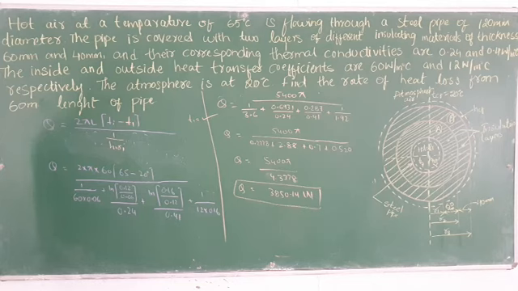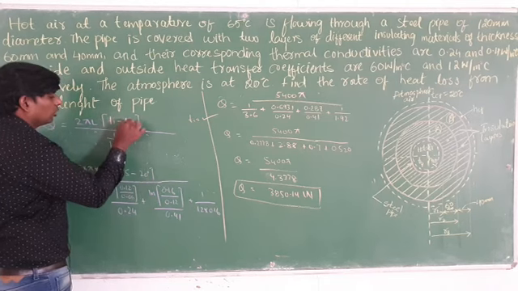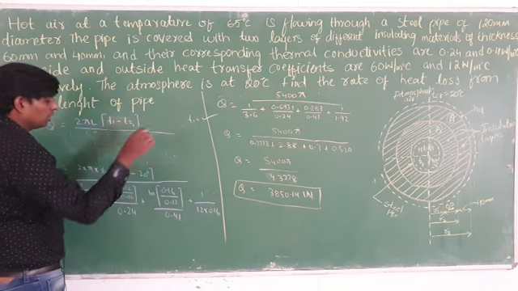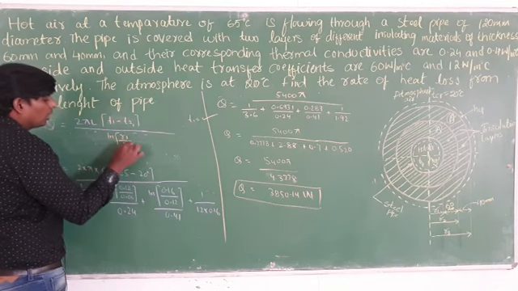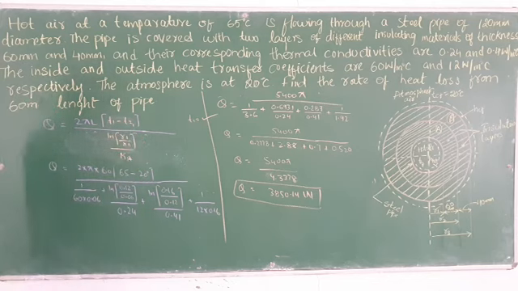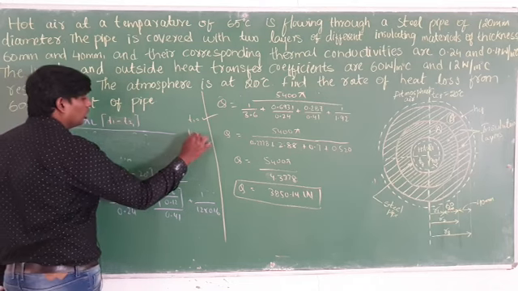Suppose if you want to find out the T2, what you have to do? See here, T1 minus T2. In between that what is there? ln of R1 by R2 by what you have to take here? Ka. Then from this you will get the value of T2.